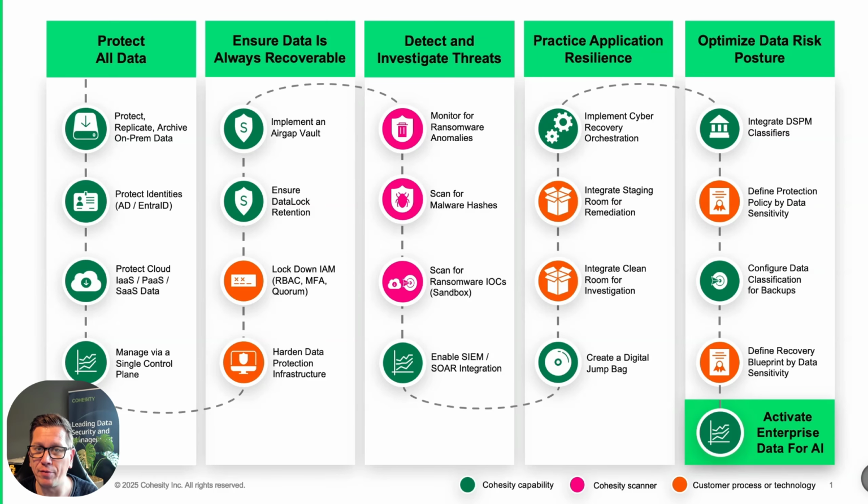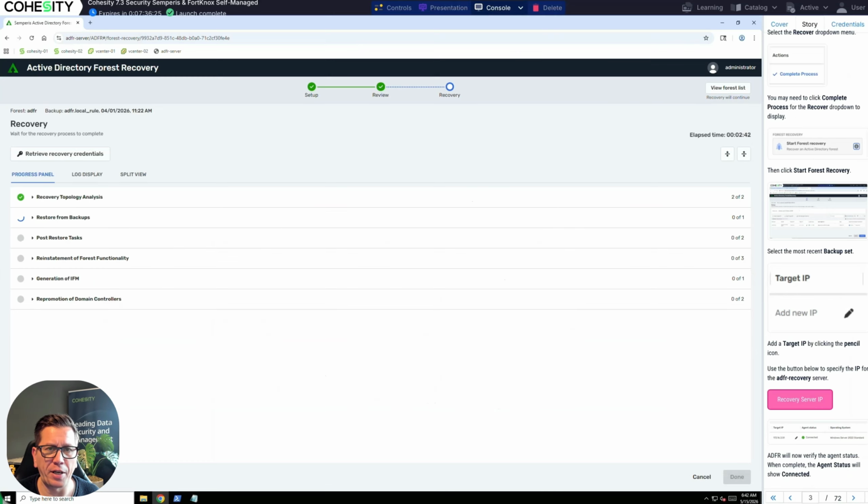Ensuring recoverability involves 3 key actions: hardening backup infrastructure by locking down identity and access management, implementing lock retention of backups using Cohesity Data Lock, and implementing an air-gapped vault as a last resort copy should your primary environment be compromised. So let's look at hardening our environment.